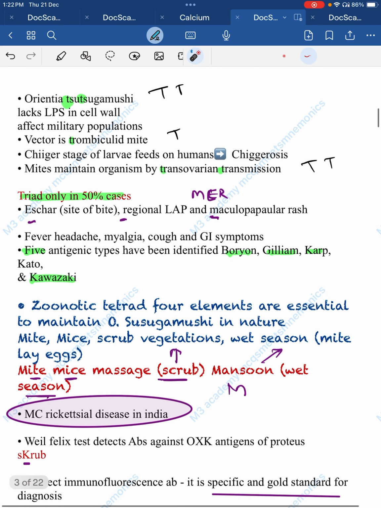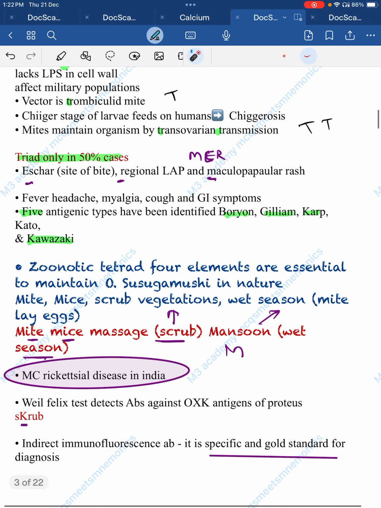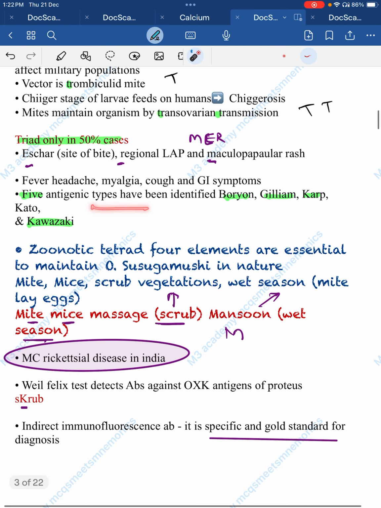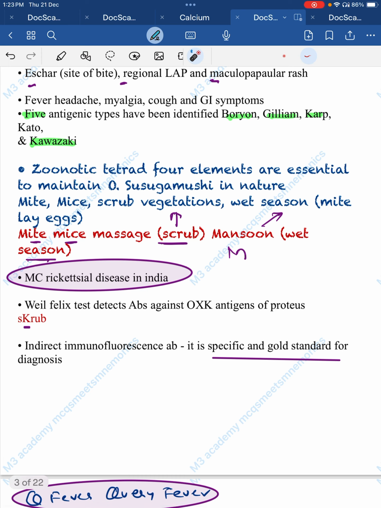Now some systemic symptoms like fever, headache, and myalgia are seen, and there are antigenic types which are Boryong, Gilliam, Karp, and Kawasaki. Now the next thing is the zoonotic tetrad, which is essential to maintain Orientia tsutsugamushi in nature. So what is the zoonotic tetrad here? Mite, mice, scrub vegetation, and the season. How do we remember? Mite, mice, and scrub means massage, and wet season means monsoon season.